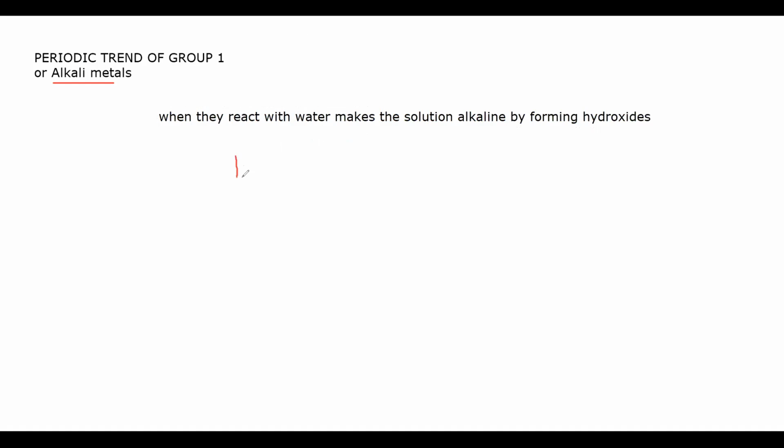For example, if lithium is added to water, what will it form? It will form lithium hydroxide, LiOH, and it will also give hydrogen gas. So lithium plus water gives lithium hydroxide plus hydrogen. Whenever alkalis form, the pH of the solution will be more than 7. That's why we call them alkali metals.